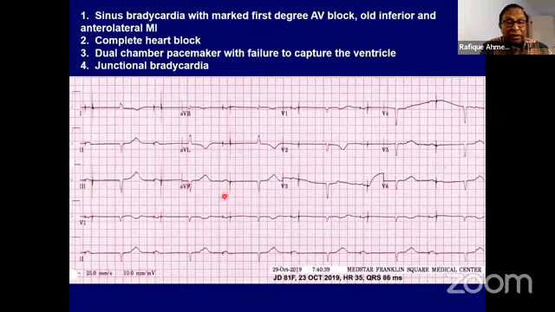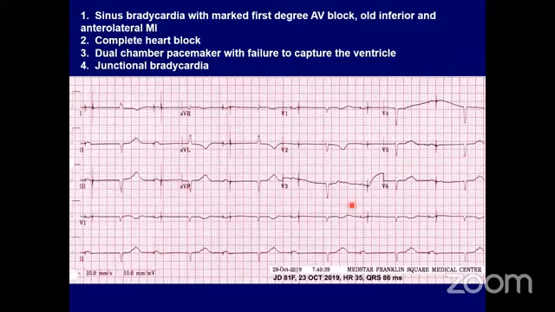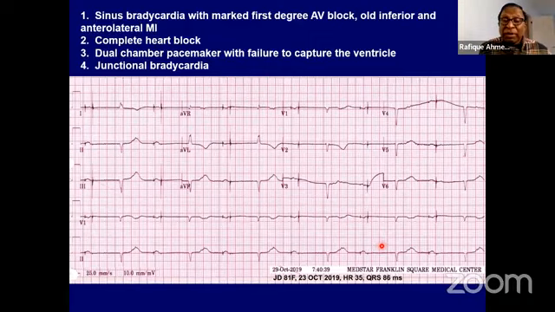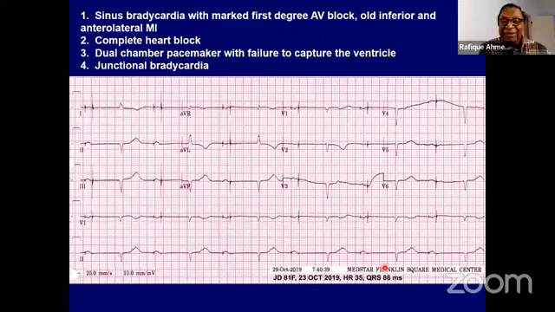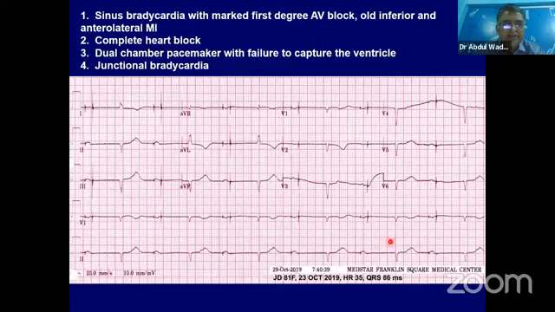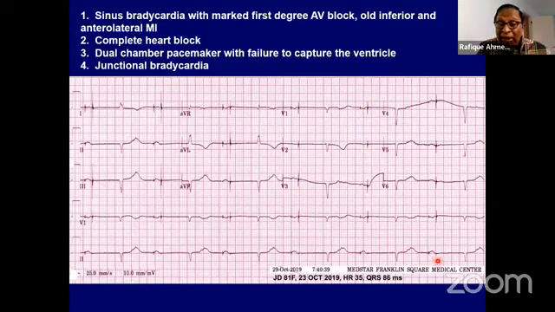So again, what is the etiology of this? Because it is failure to capture. Okay, so I'm happy with that, it's a failure to capture. In V1 the pacing spike is seen well. Exactly, this is a pacing failure to capture spike.